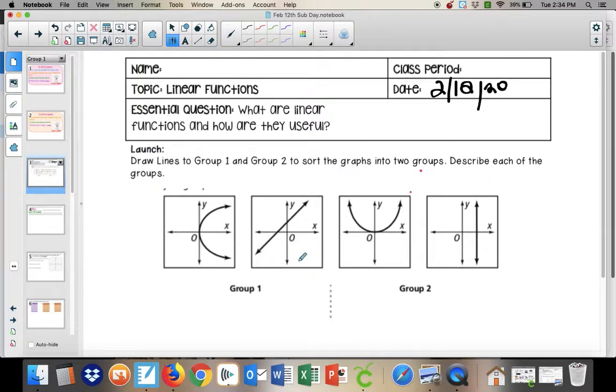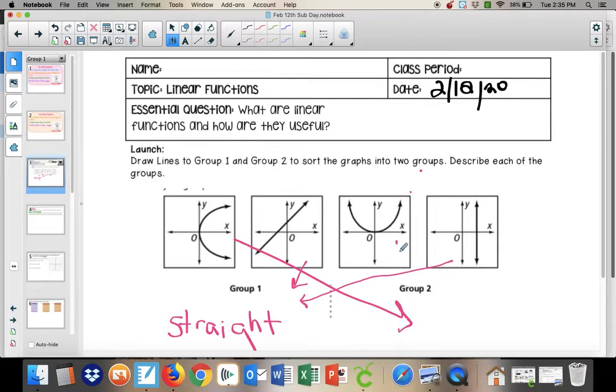So I am going to draw an arrow to group 1 for my second and my fourth, and I'm going to put the word straight. There's straight lines. And then from my first and my third, they are curved. So this is the type of stuff that we're going to be talking about today and tomorrow.